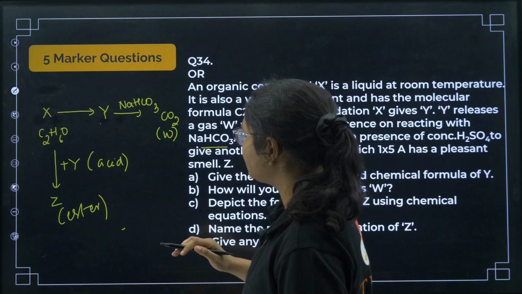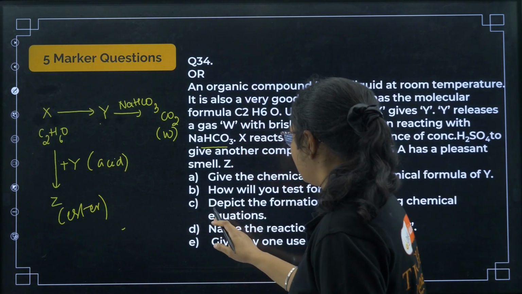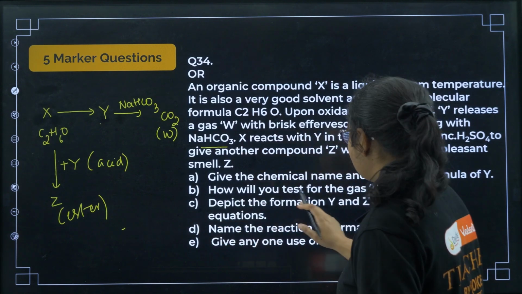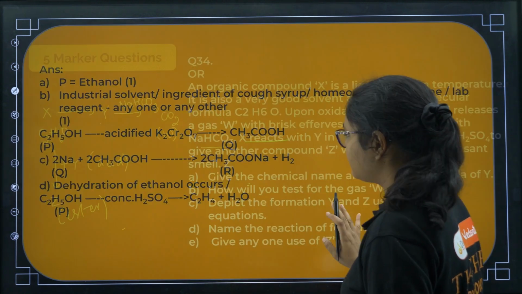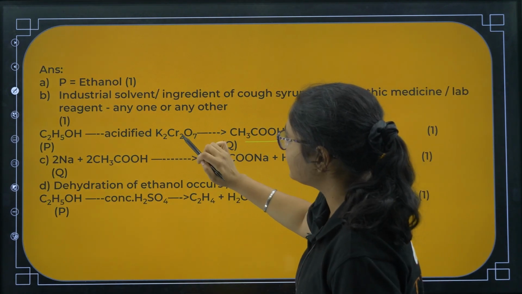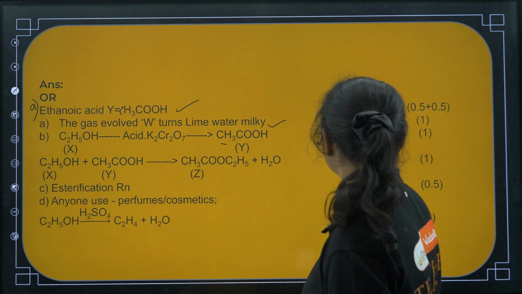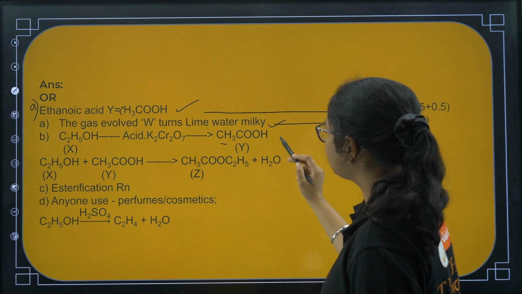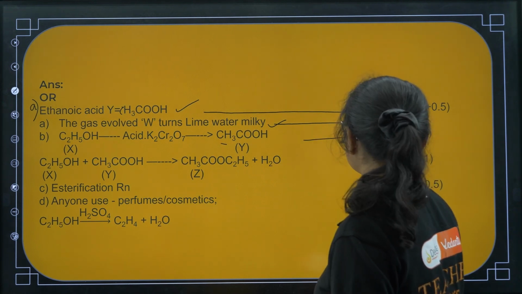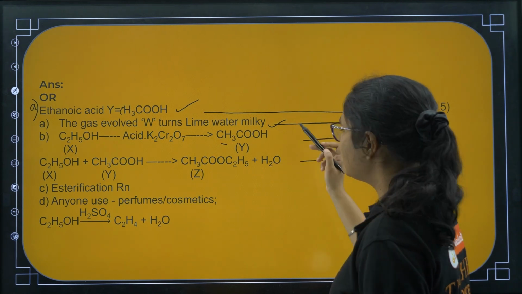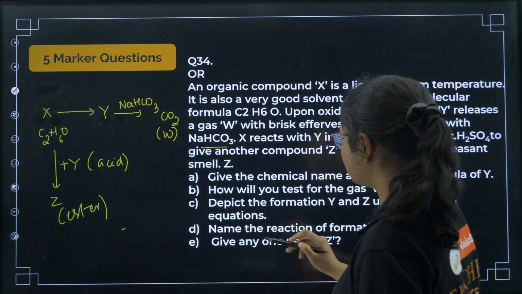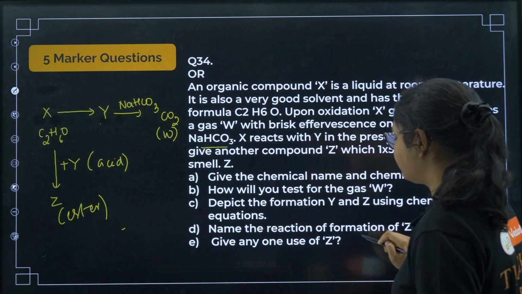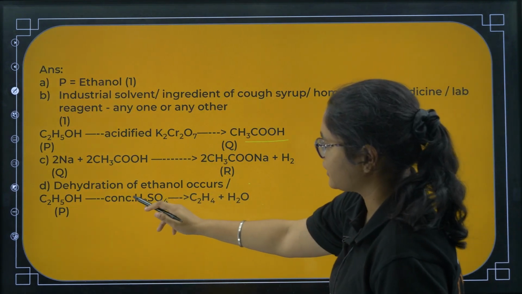Next question number C was here. B was how will you test the presence of gas W? So that is, it turns lime water milky, right? So this carries 1 mark. So this is your half of 1, this is another 1. Now here 2 reactions you write, that is your 1, 1, 2 marks, right? Now coming to question number D. Name the reaction for the formation of Z, that is your esterification.